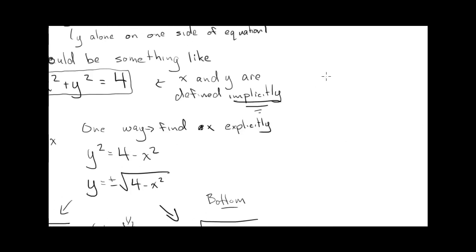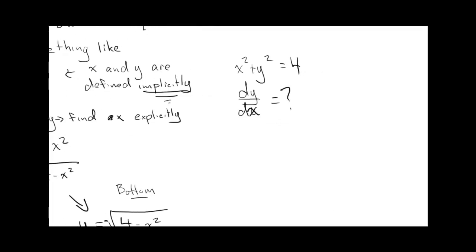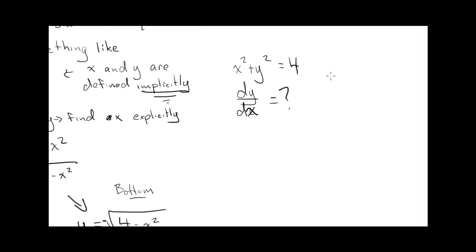So let's say x squared plus y squared equals 4. Can we get dy dx? So dy dx is our goal. What do I say? Getting ahead of myself. So what is dy dx? Well, what we're going to do is take the derivative of the left side and take the derivative of the right side with respect to x.